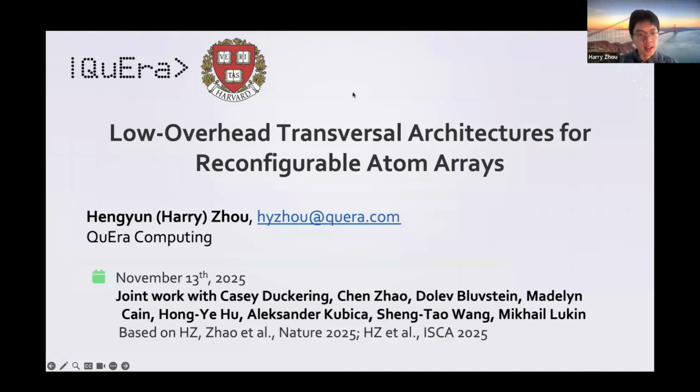Okay, great. So today I'll be telling you a little bit about our recent work on low overhead transversal architectures for reconfigurable atom arrays. We'll be covering these two papers, this recent Nature publication and this ISCA paper, which was accepted earlier this year to a computer architecture conference, where we also lay out the implications of these architectures in terms of the large-scale resources. I should mention that a lot of the first half has also been covered in a previous webinar that my colleague Chen gave. So feel free to check out that recording as well. I will be going a little bit faster over that part because of this.